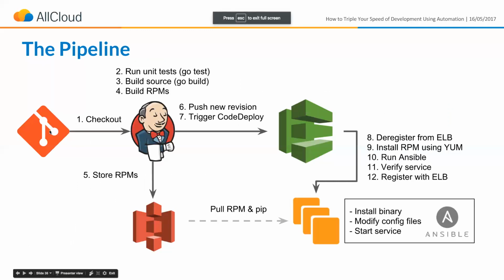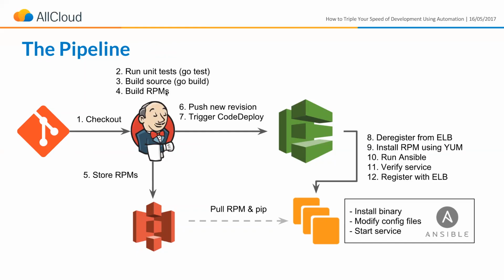We have a developer that commits code to a Git repository. And we have Jenkins that checks out that code. First of all, Jenkins runs unit tests in order to make sure that a valid, working artifact can be generated from the code. So it just runs Go test, since it's a Go application. Then it builds the source, Go build.